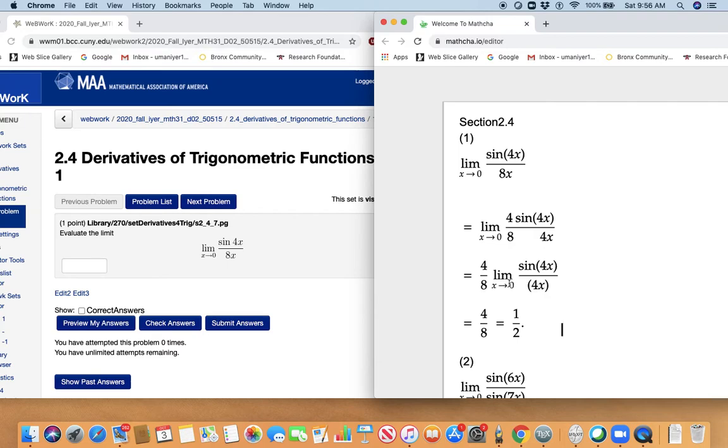Now you have the limit as x approaches 0 of sine 4x over 4x. As x approaches 0, 4x also approaches 0. And note, the same argument for sine is in the denominator. All right, so this limit is 1. The answer is 4 over 8, which is 1 over 2.